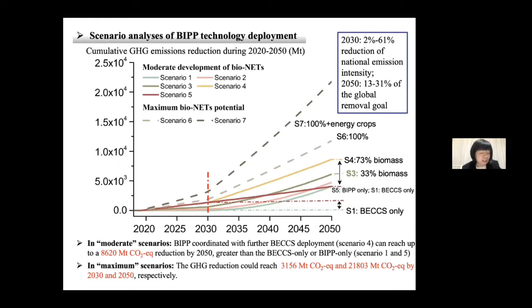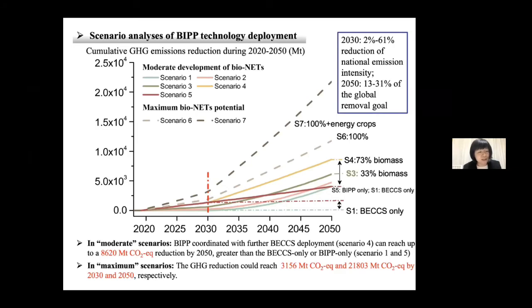The solid line is for the moderate scenarios, while the dashed line is for maximum scenarios. The blue line is BCCS only. The deep red line is BIPP only. We can see before 2030, the blue line, Biochar only, is at the bottom. The cumulative greenhouse gas emission reduction increases with the growth in BIPP deployment. The more BIPP, the more greenhouse gas reduction in the near term.